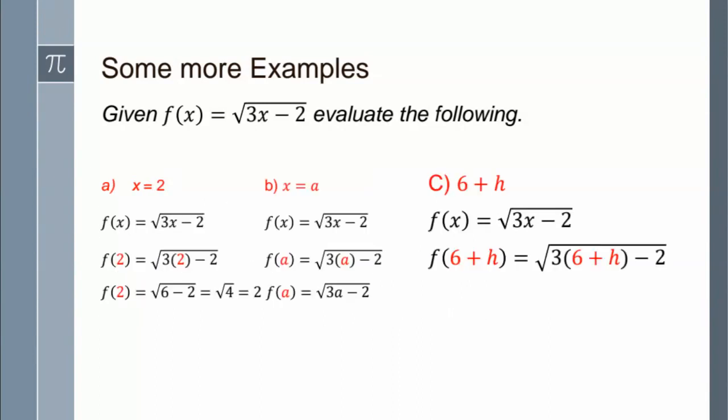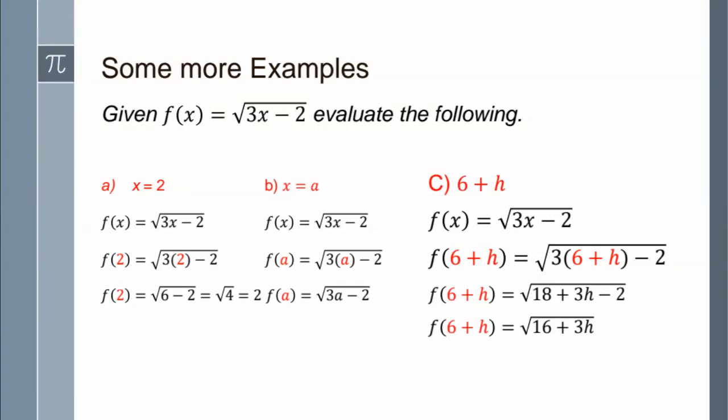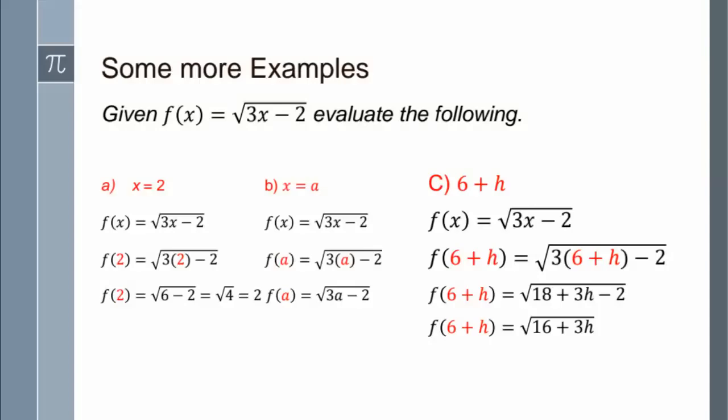All right, and the last one, C. Let's evaluate the function for 6 plus h. So that means that everywhere we see x, we're going to plug in 6 plus h. So we have the square root of 3 times 6 plus h minus 2. Again, we'll do order of operations. We're going to distribute that 3 to the 6 and the h, which is going to give us 18 plus 3h minus 2. We combine our like terms. The 18 minus 2 will be 16. And again, we cannot simplify it any further.